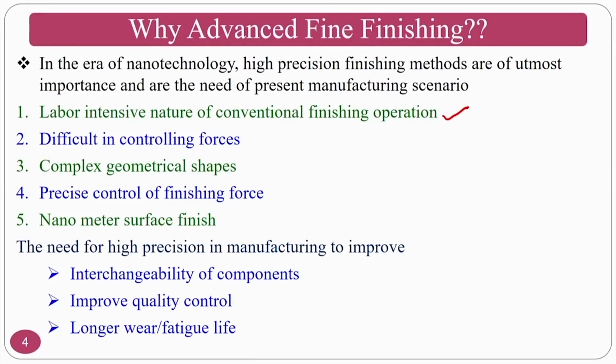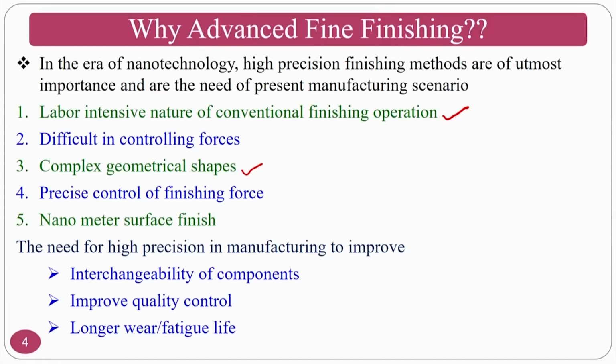Then complex geometrical shapes: some of the conventional finishing processes cannot do complex shapes like a knee implant, hip implant and other things, because the conventional abrasive finishing processes use solid types of tools like grinding wheel, honing wheel and other things. So precise control of the finishing forces is not achieved, because with a grinding wheel it is a solid to solid contact between workpiece and grinding wheel. So the forces will be enormous.